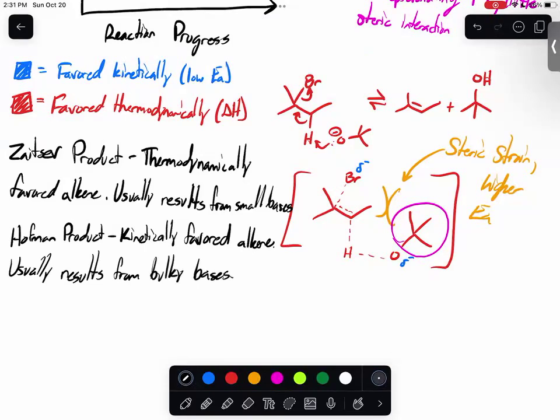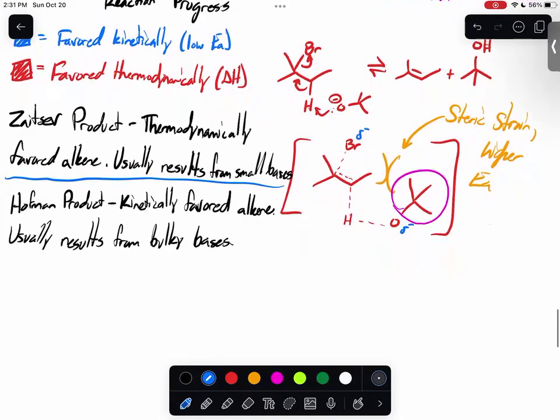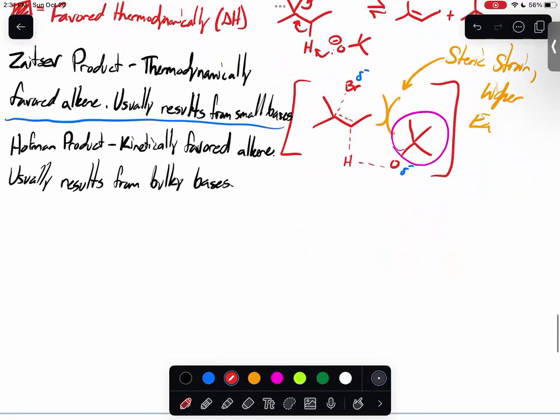Right? So depending on the base that we use, we are going to get one of these two products. And it is going to be much more favored than the other one, as we are saying here. So looking at this idea, we are going to look at some bases that form the Zaitsev product. And then we're going to look at some that form the Hofmann product.